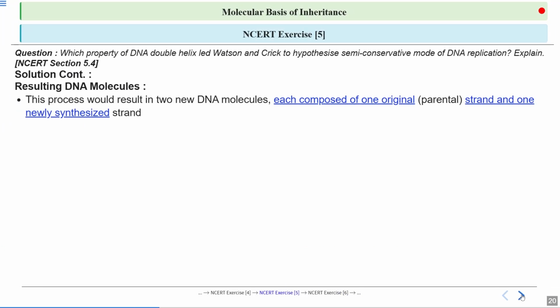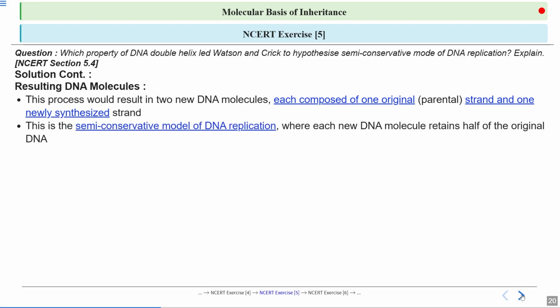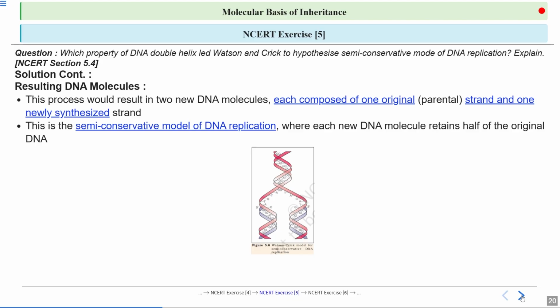Now, the resulting DNA molecules: this process would result in two new DNA molecules, each composed of one original parental strand and one newly synthesized strand. This is the semi-conservative model of DNA replication, where each new DNA molecule retains half of the original DNA and half is newly synthesized. This is the semi-conservative nature of DNA replication, and this is what Watson and Crick hypothesized.